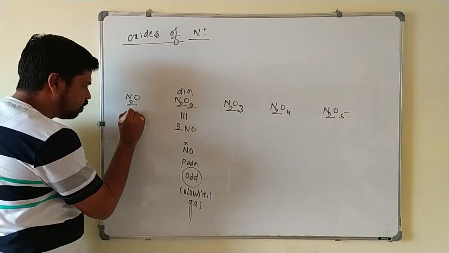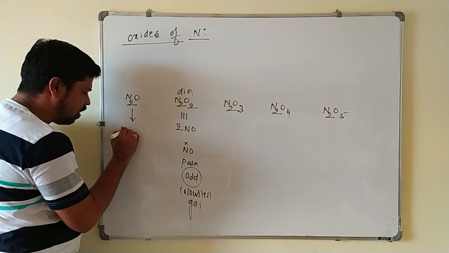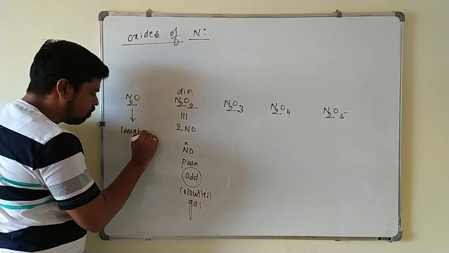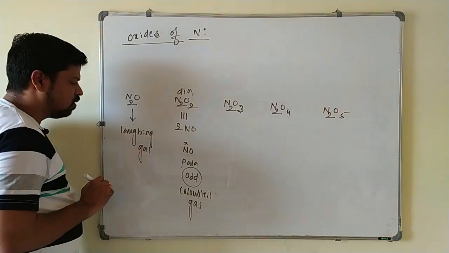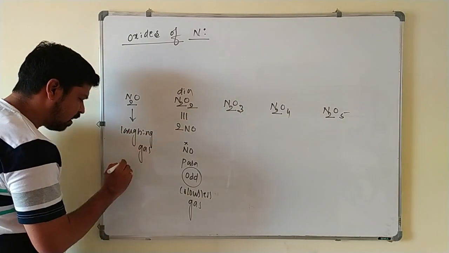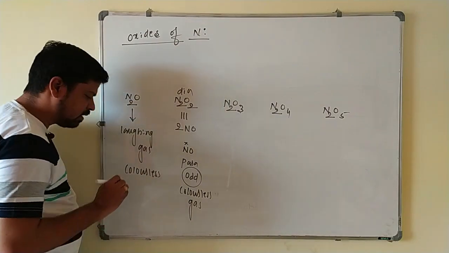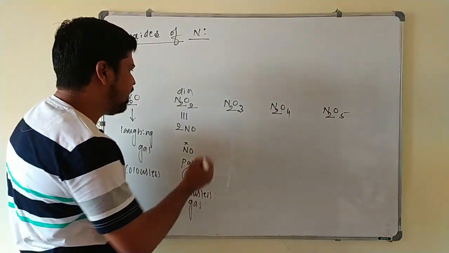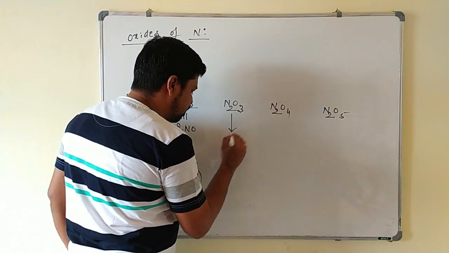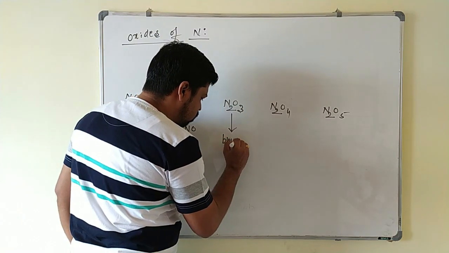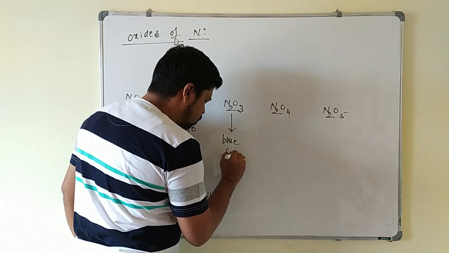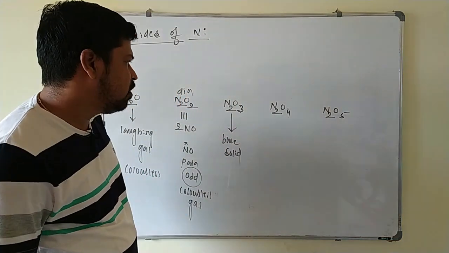And here, this N2O is called laughing gas, and it is also a colorless gas. Okay. Next one is N2O3. This N2O3 is a blue colored solid.